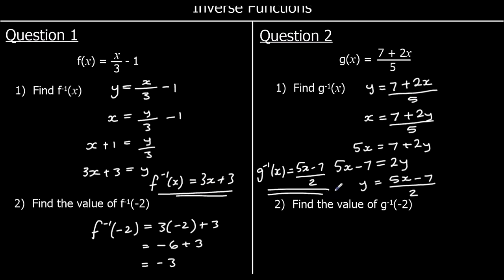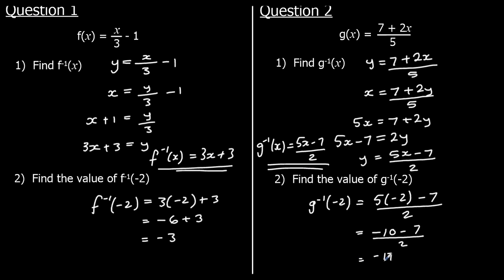Find the value of g inverse of negative 2. So we're putting negative 2 into our inverse function, changing x into negative 2. So it's (5 times negative 2 minus 7) over 2. 5 times negative 2 is negative 10. So negative 10 minus 7 over 2, which is negative 17 over 2, which we can leave like that or change it to negative 8.5. So if we put negative 2 into our inverse function, we get out negative 17 over 2, which means if we put negative 17 over 2 into our original function, we would get out negative 2.